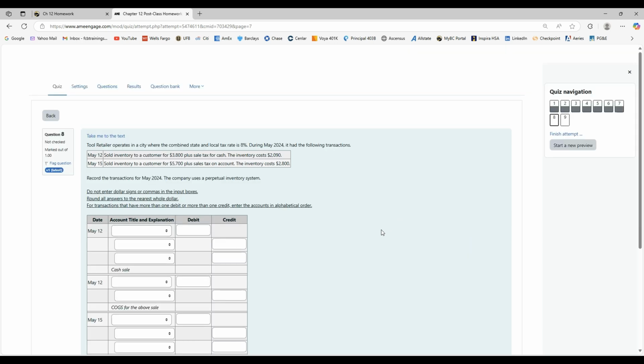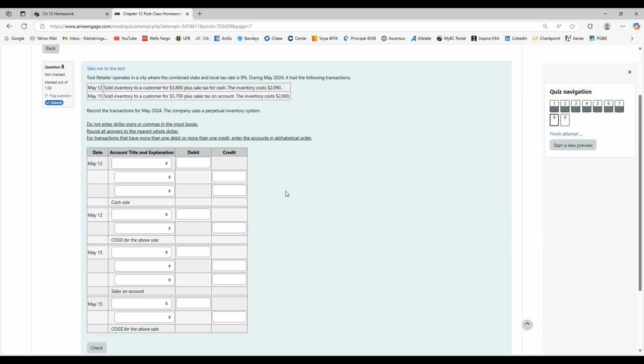I thought they might throw a sales tax deal in there, but no. Okay, but this one does. So we got 8% sales tax. We've got $3,800, and 3,800 times 0.08 is 304, and then 5,700, and 5,700 times 0.08 is 456. Okay, so 304 and 456 is going to be our sales tax amounts.